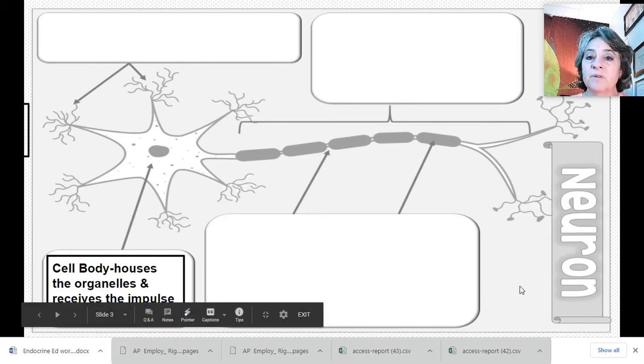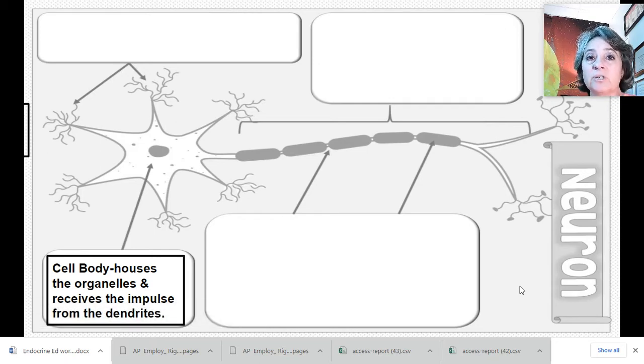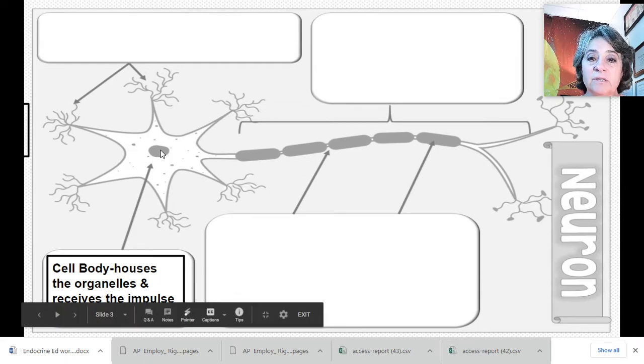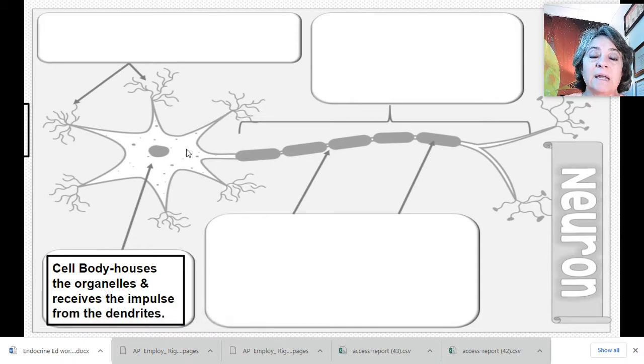So the cell body is the large central portion. That's where all of the organelles are found. Remember, the organelles are the small little organs within the cell that do the different jobs for the cell. And you notice this is a nucleus right here. And there's lots of different organelles. It has a large quantity of organelles called the mitochondria. If you recall from biology and what we talked about with the cell review, this is the organelle that is involved in producing energy for the cell.